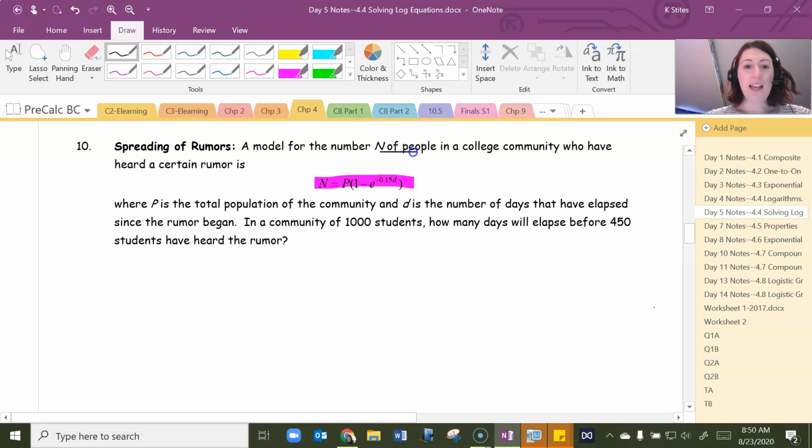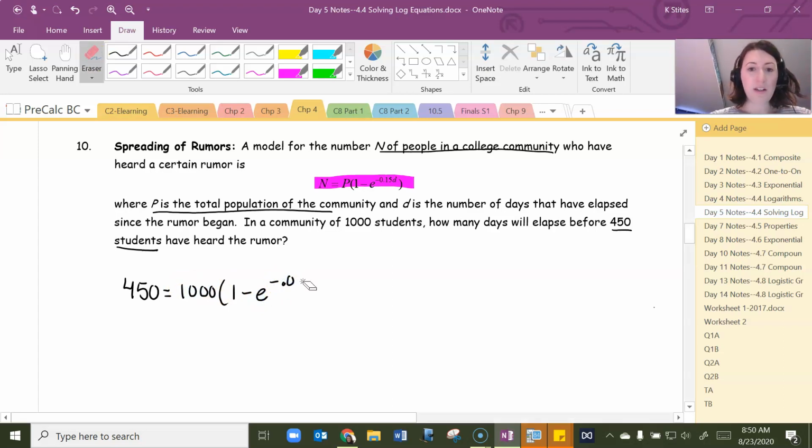Again, it says that N is people in a college community who have heard a certain rumor, and P is the total population. So the number of students who have heard the rumor, we're told, is 450. So that's N. Total population, P, is 1,000. And we here are solving for D, which is the number of days that have elapsed. All right, so how would we solve this?